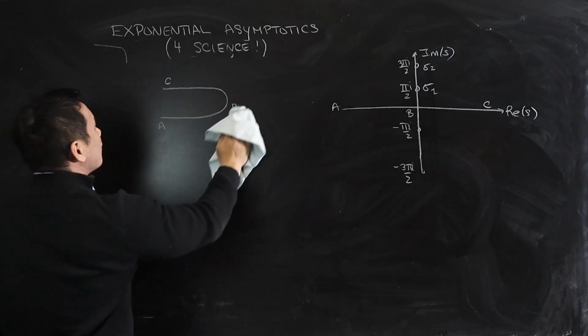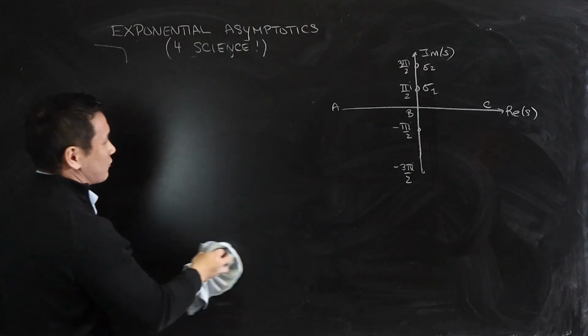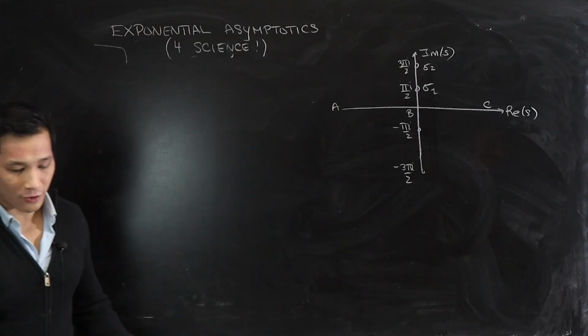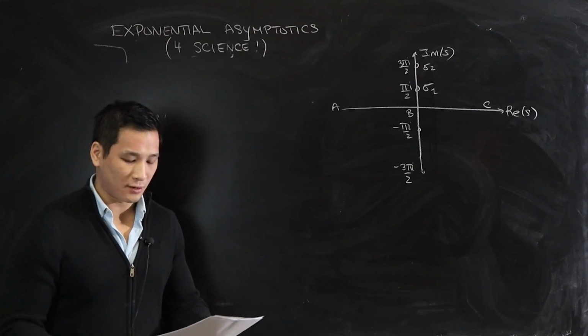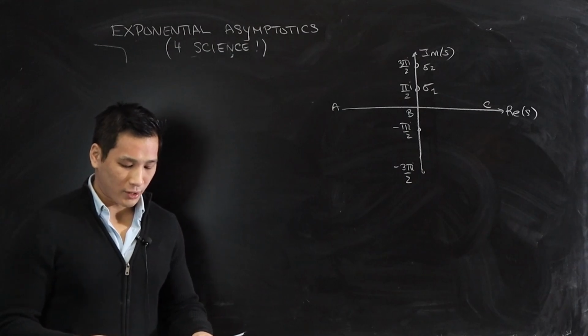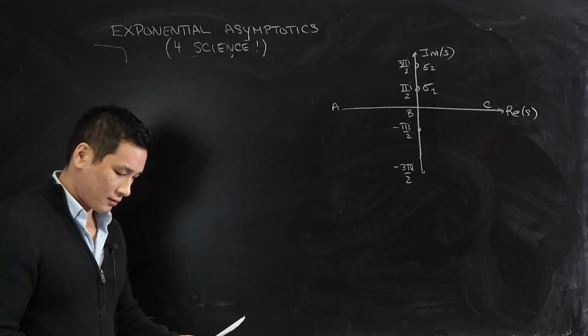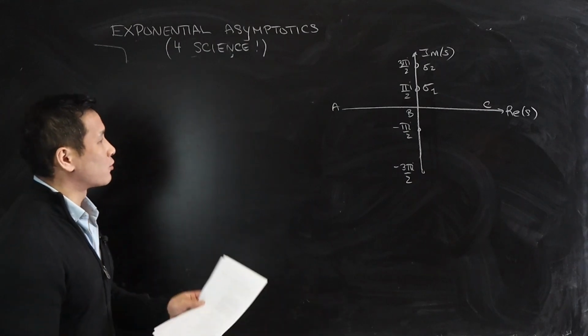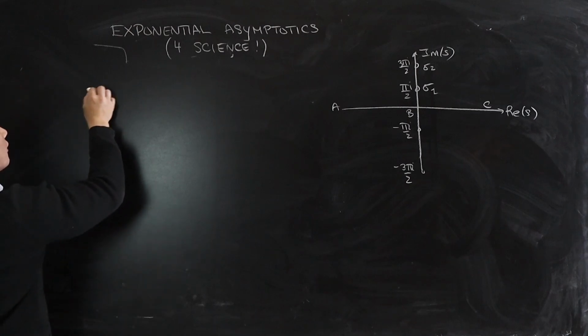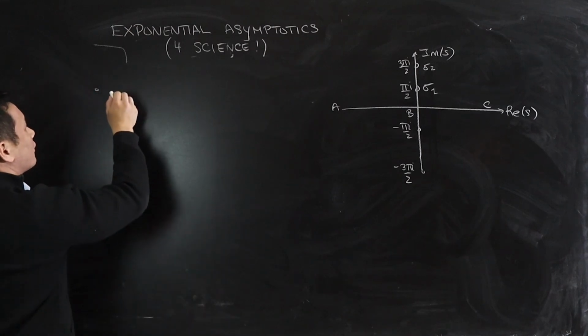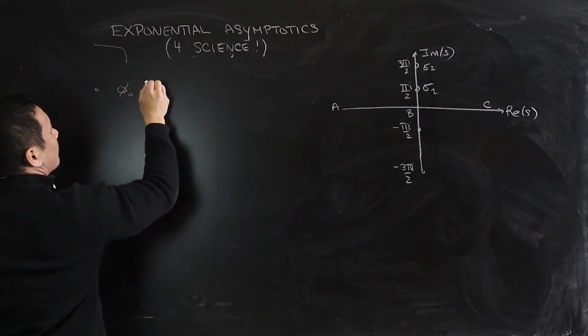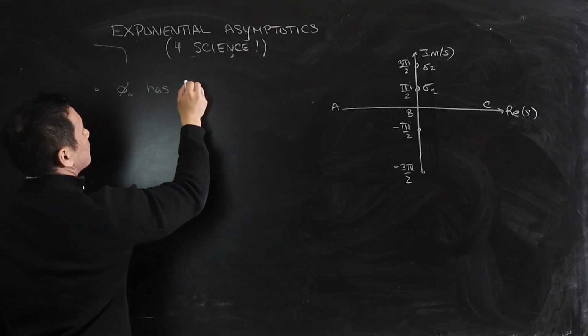Okay? All right, so the next step is for us to characterize the divergence as n goes to infinity. And this is where we use our intuition. Before I do that, I just want to write a little comment here. So I can double check that phi naught has logarithmic singularities.